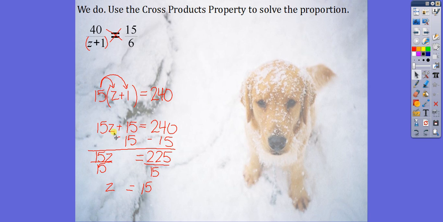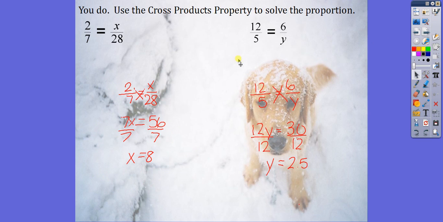And then because this is multiplying and adding, on this side you do the order of operations backwards. So you undo the adding by subtracting 15, and then you get 15z equals 225. Now you can divide and you get z equals 15.